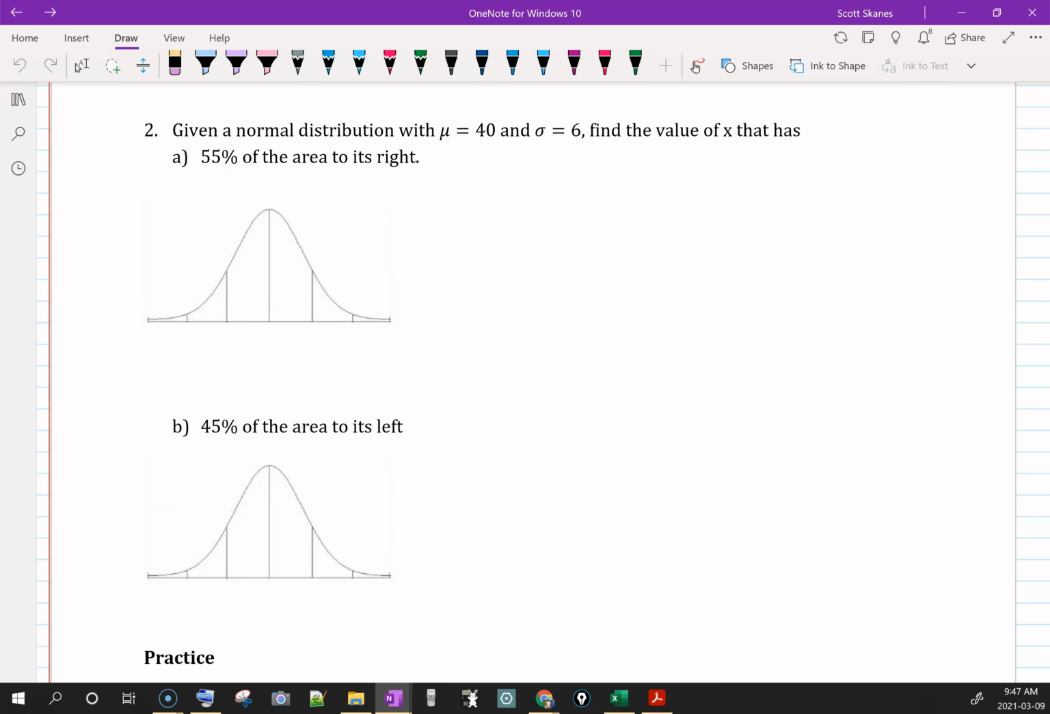But what we're dealing with here is trying to find X values, okay? So given a normal distribution with a mean of 40, a standard deviation of 6, find the value of X, or find the X value. So really at the end of the day here, we're looking for X values, given that it has 55% of the area to its right.